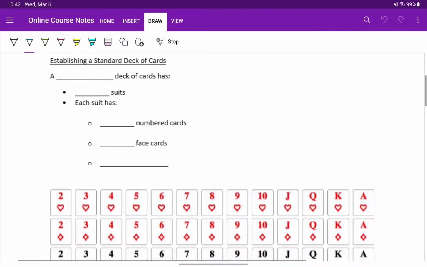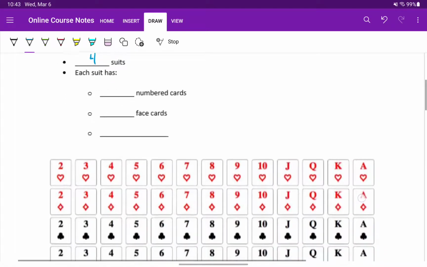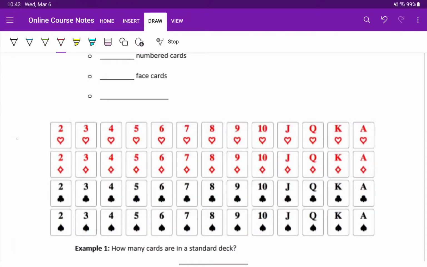The first thing that we want to do is establish what we mean when we say a standard deck of cards. Depending on games that you play, these might be ideas that you're very familiar with, but to make sure we all have the same grounding principles here. So whenever we refer to a standard deck of cards, that means we have four suits, which we can see listed out here. Two of those are red, hearts and diamonds. And two of those suits are black, which are clubs and spades. So two different colors split across four different suits.